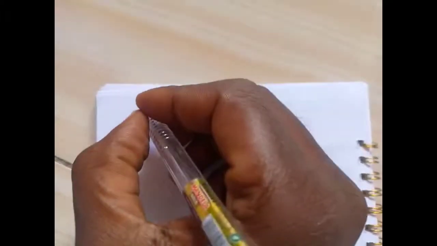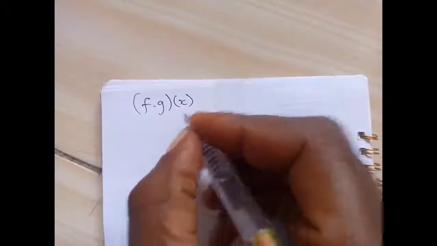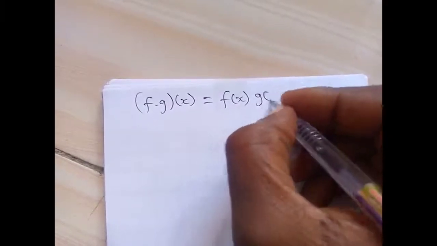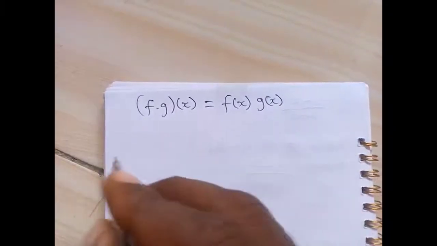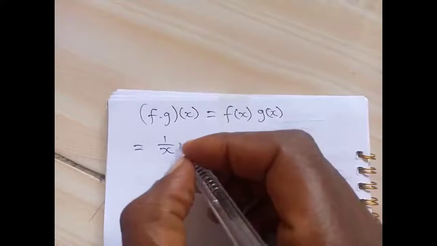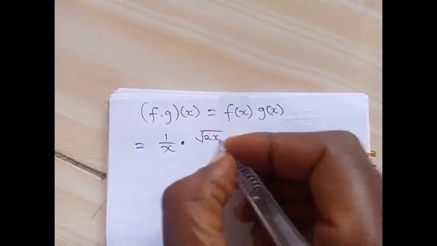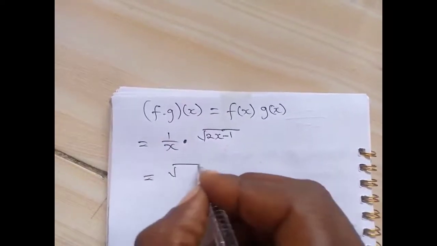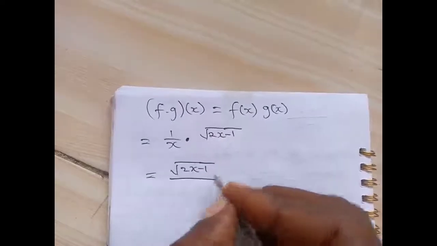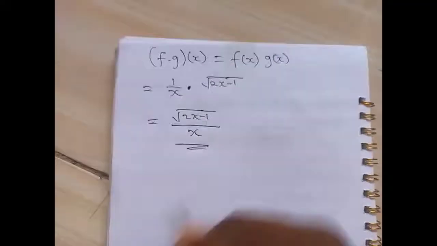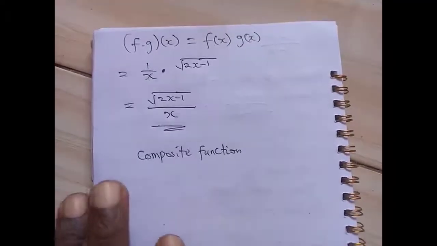For the second question, which happens to be f dot g of x, now we said it is equal to f of x times g of x. What it means is 1 over x times root 2x minus 1. And if you multiply that, 1 times this gives us root 2x minus 1, over x, this 1 over x times 1. That's the answer.